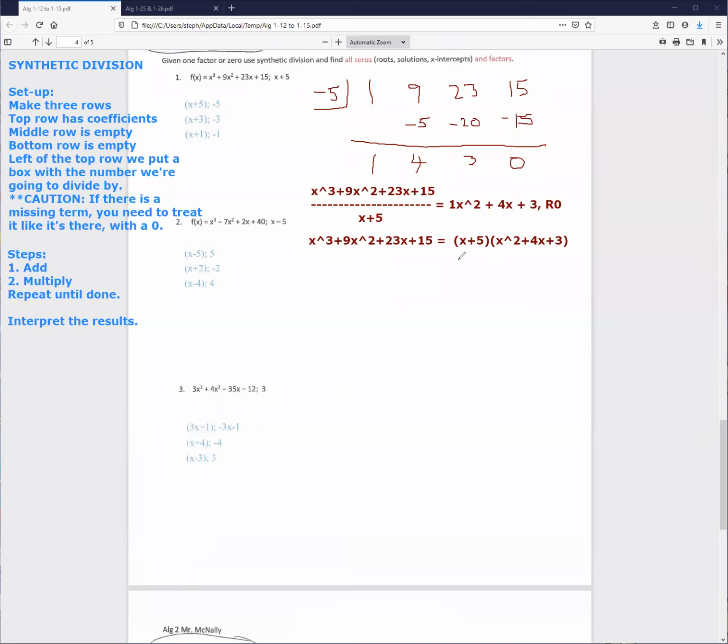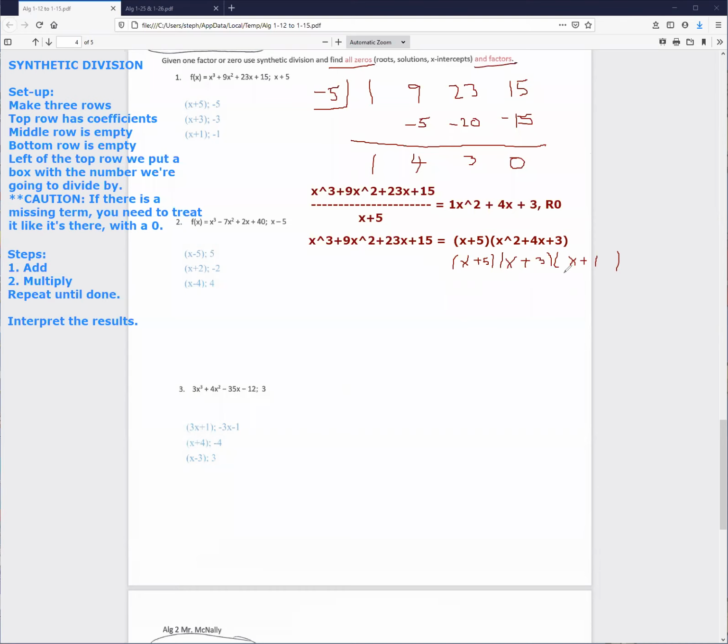And so now we're going to continue to factor, and we're going to say x plus 5, and then this quadratic here we can factor further. We can say this is x plus 3 times x plus 1. So there is our fully factored version. Now, let's make sure that we answer the question that is being asked. That is always the most important thing to do with any question. And that was find all zeros and factors.